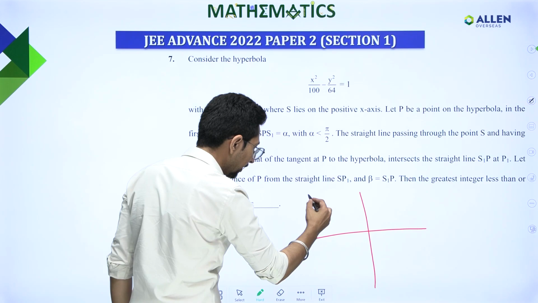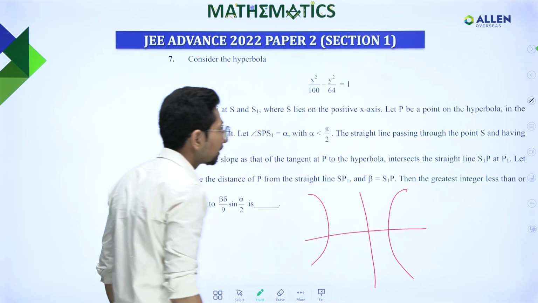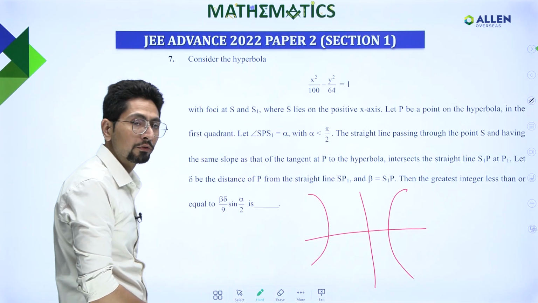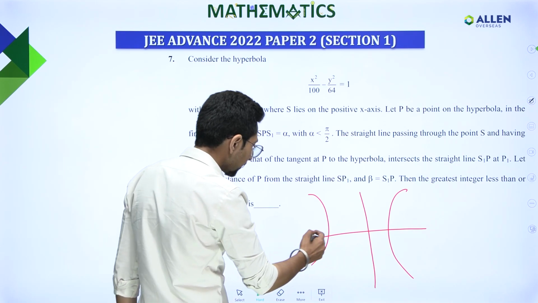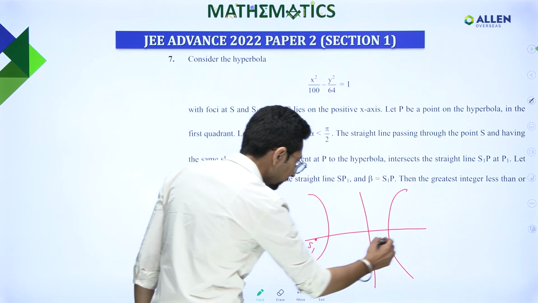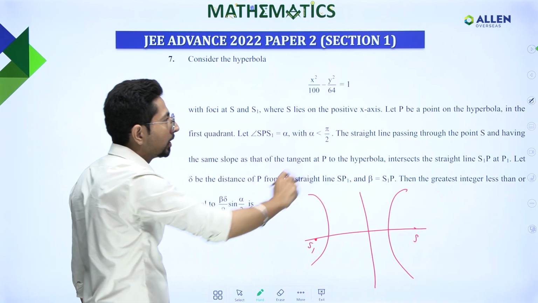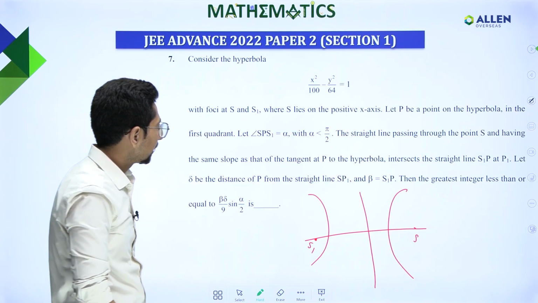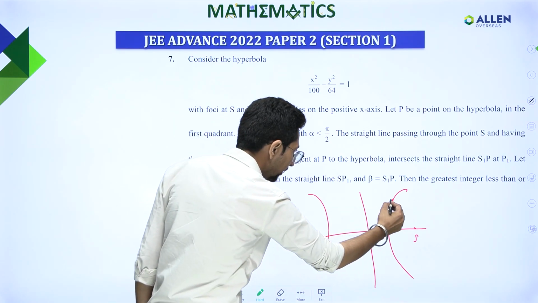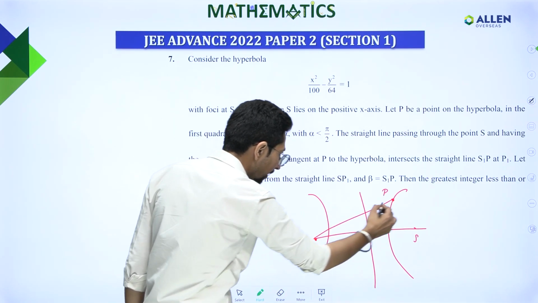Let's draw a rough figure here. We have a neat diagram on the next slide, but before that, let's consider roughly here. S and S1 are given to us, right? S lies on the positive x-axis, P is a point on the hyperbola in the first quadrant. Let angle SPS1 be alpha. P in the first quadrant, this angle is given to be alpha.